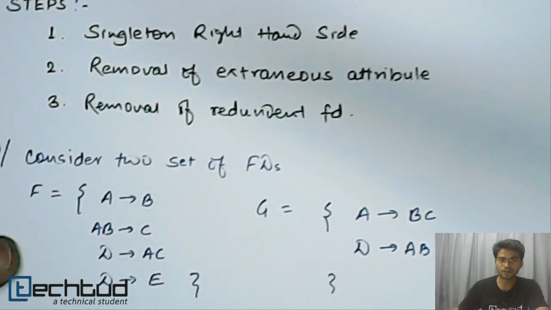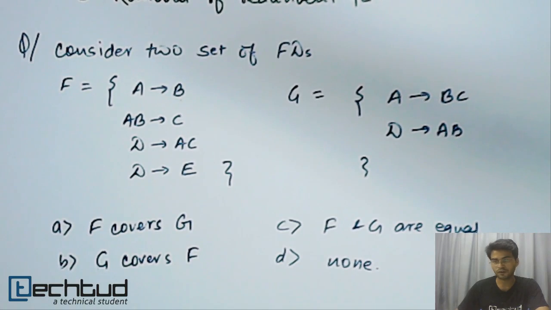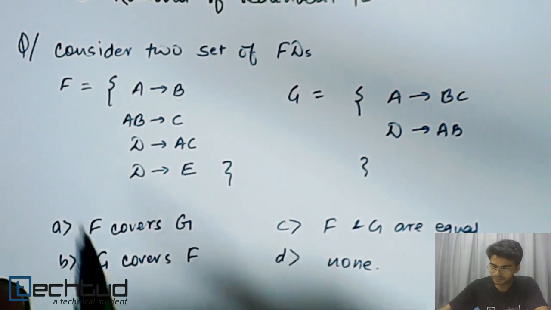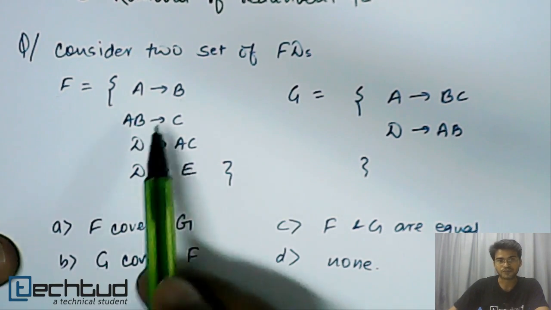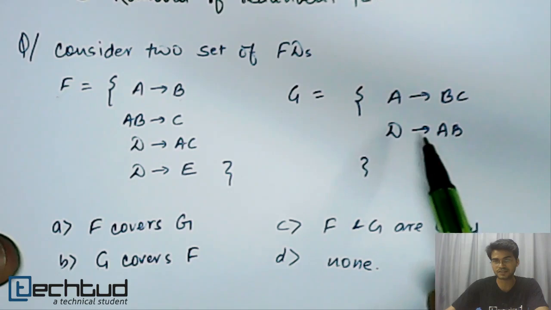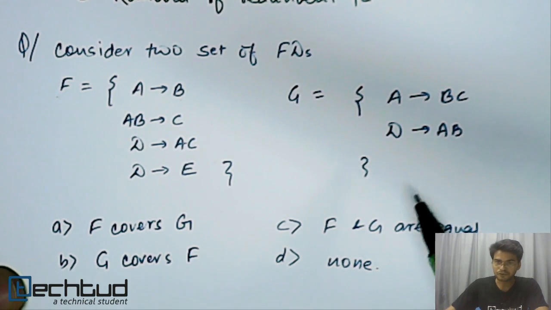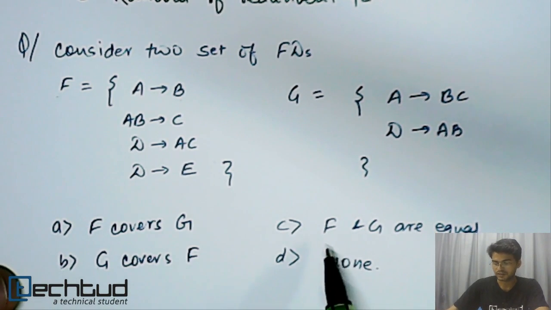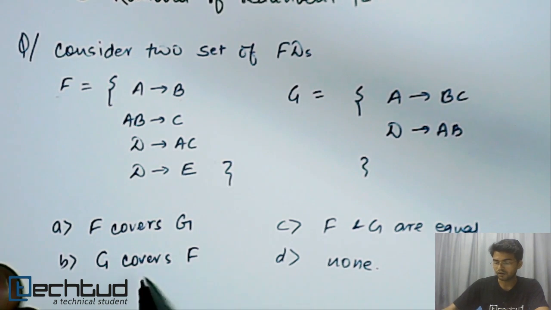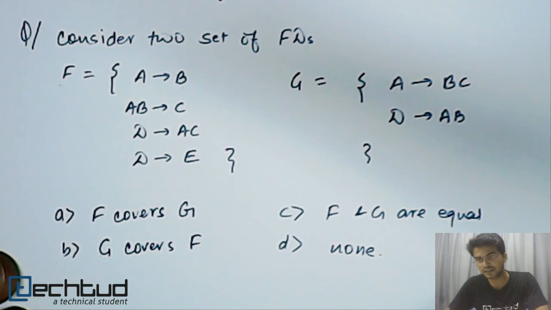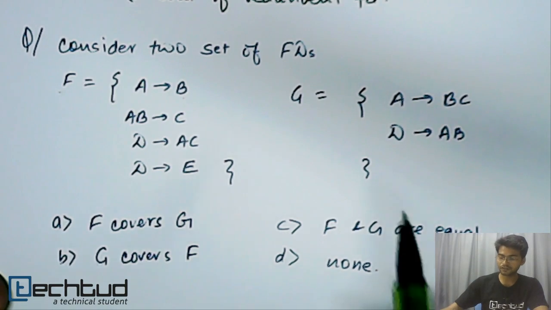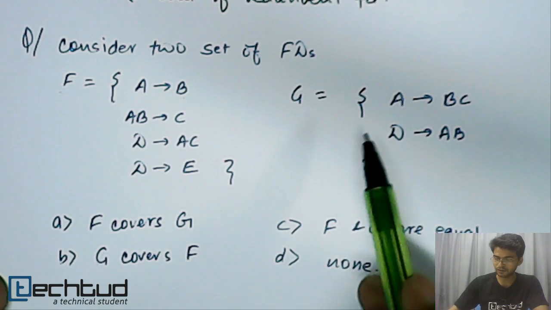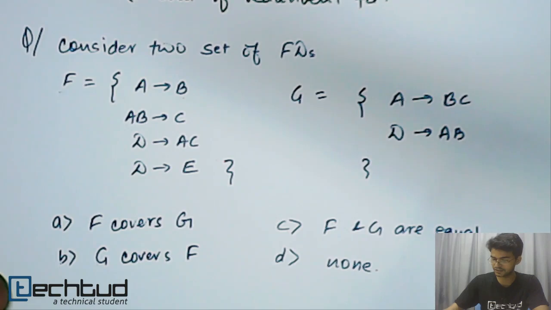So we have a problem to solve here, and we will follow all these 3 steps. The problem given is that we have 2 sets of functional dependencies, F and G. F has a few functional dependencies and G has 2 functional dependencies, and we have to find out whether F covers G, or G covers F, or G and F are equal, or none. Fine, so 4 options are there. We will check which one of these is true by first of all finding the canonical cover or minimal cover for these 2 sets of functional dependencies.